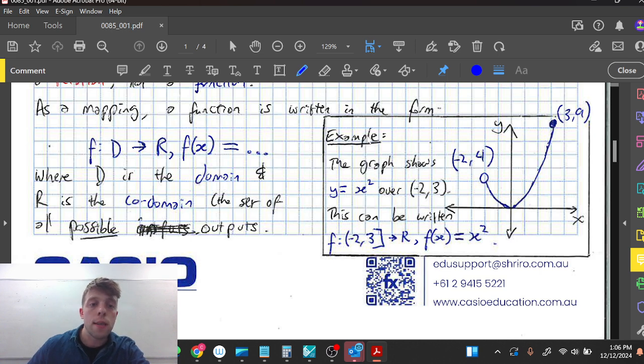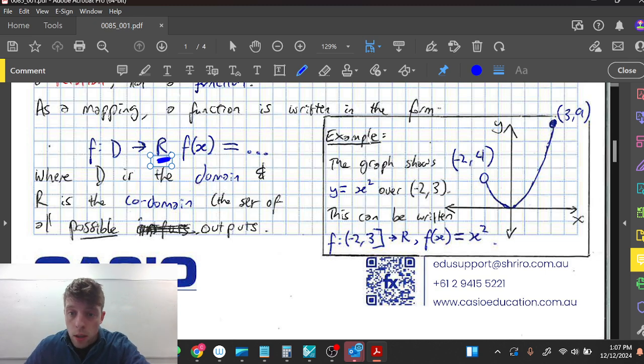In this notation, D is the domain, R is the codomain. It is always R, so just don't worry about this too much. I'll talk about it in a minute, but the number after this little arrow here is always going to be R. Basically, the codomain is the set of all possible outputs. The domain is the set of the inputs that we're going to be allowing.